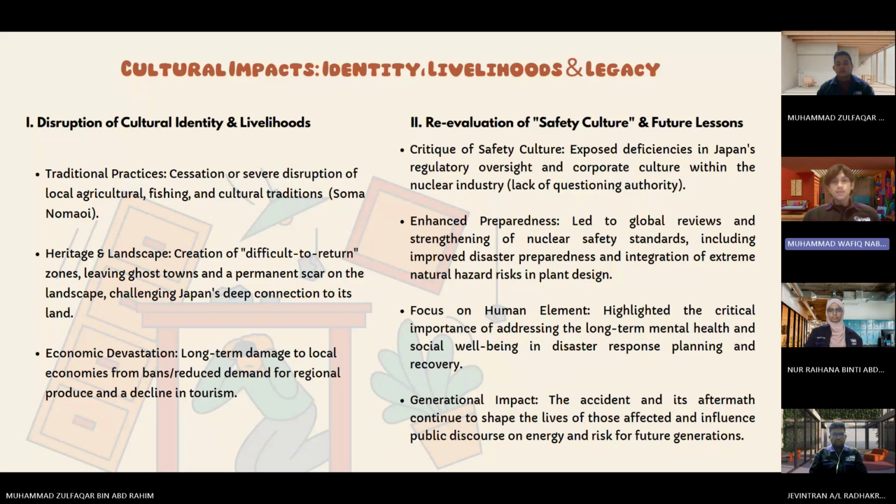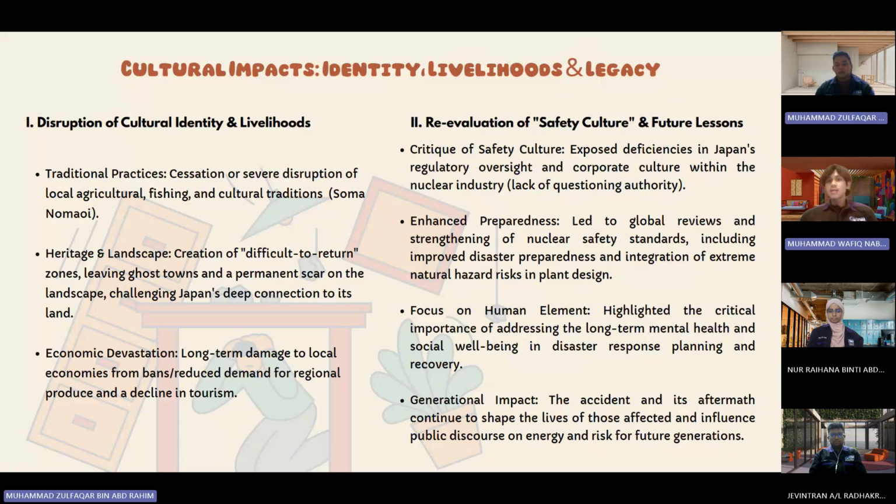So the second point is re-evaluation of safety culture and future lessons. First, we can see the critique of safety culture, exposing deficiencies in Japan's regulatory oversight and corporate culture within the nuclear industry, lack of questioning authority.